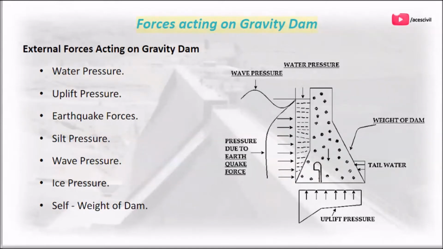Forces acting on gravity dam. External forces acting on gravity dam: water pressure, uplift pressure, earthquake forces, silt pressure, wave pressure, ice pressure, self-weight of dam.